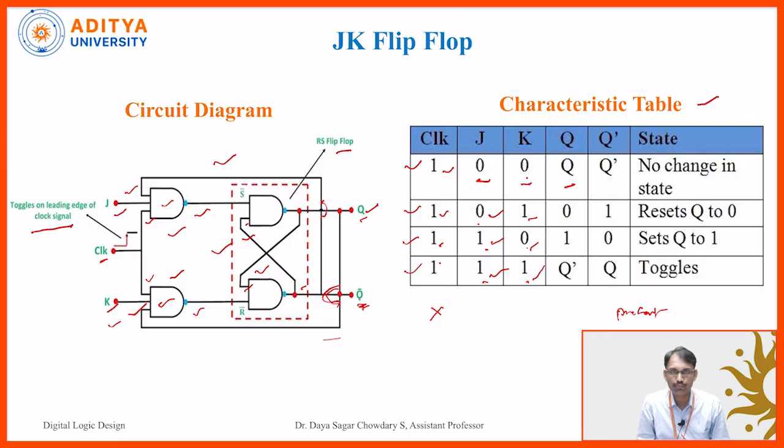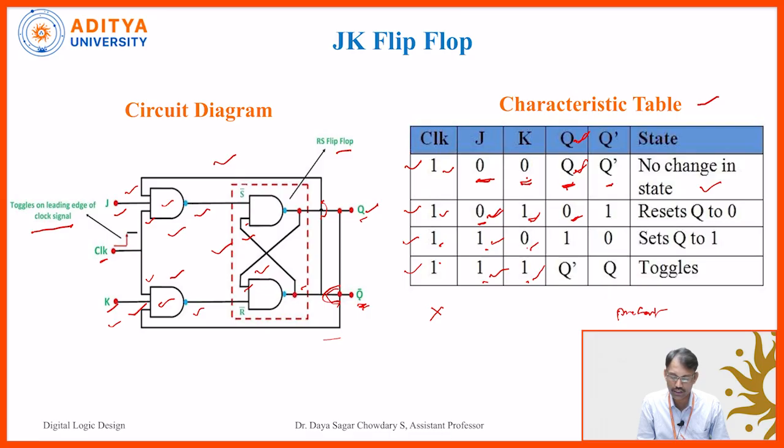Now Q is our output, and Q bar is just the inverse of Q. If both inputs are 0 0, the output is simply the previous output, that means the previous Q, and the present Q is also Q. That is the previous state. We call this no change in state. The output simply follows the previous state. Now coming to the 0 1 condition, J is 0, and Q is also 0. We have to remember it like this.